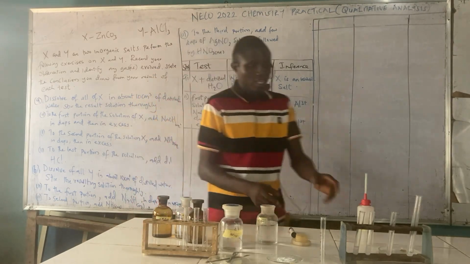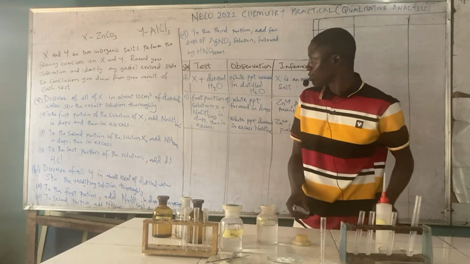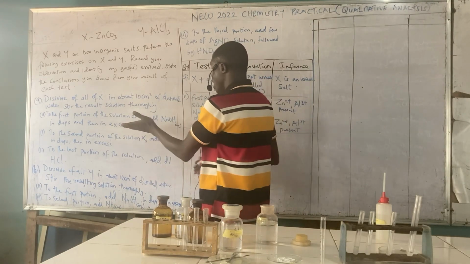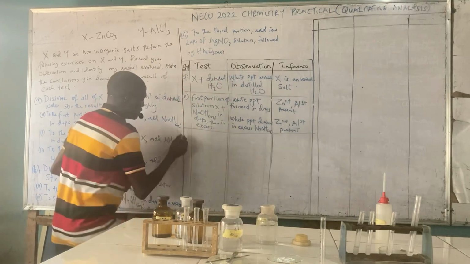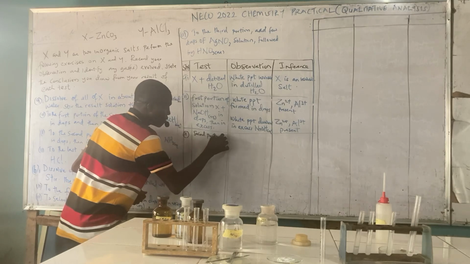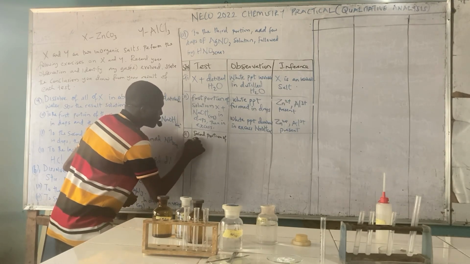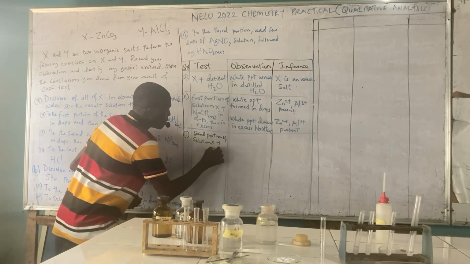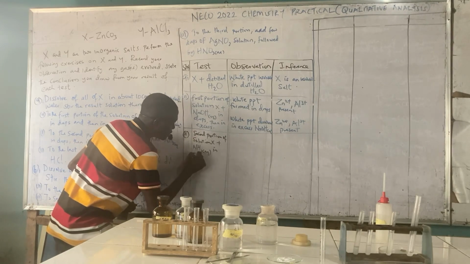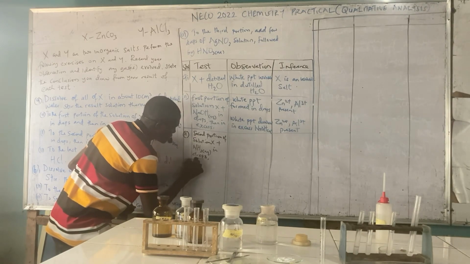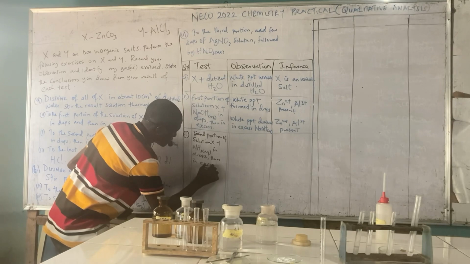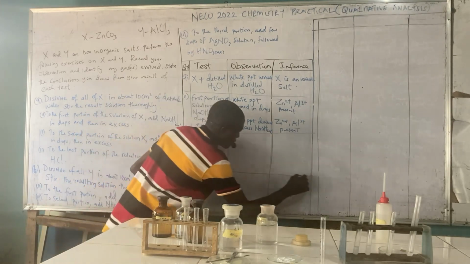Now the next analysis is to take the second portion of solution X and add ammonia in drops and in excess. Now, second portion of solution X plus aqueous ammonia in drops, then in excess. Now that's the second analysis.